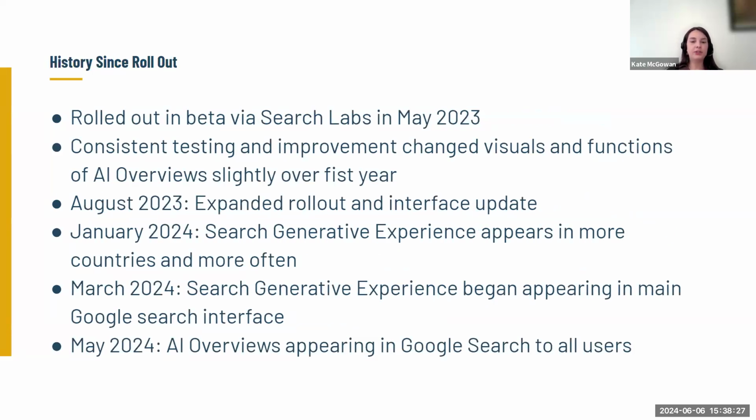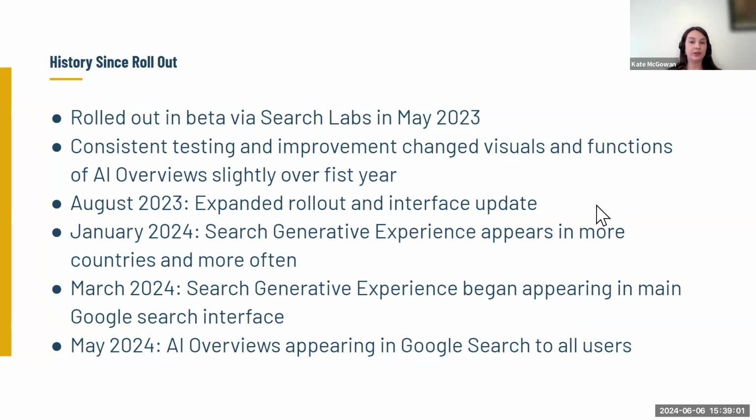So really, Google is using new generative AI technology to help satisfy user needs in a new way. The history of AI overviews in SGE is very short, but a lot has happened since it was first rolled out in May 2023. In May 2023, AI overviews was rolled out as a beta version in a feature called Search Labs, where some users could sign up to view AI overviews, and testing happened through the rest of 2023.